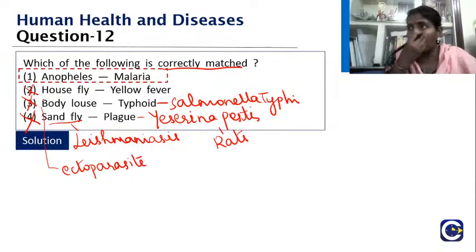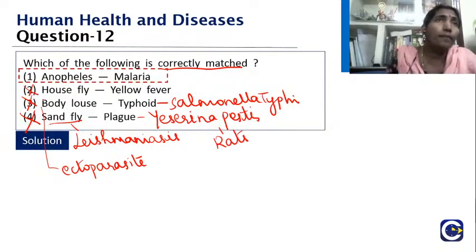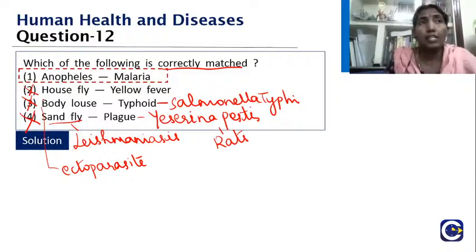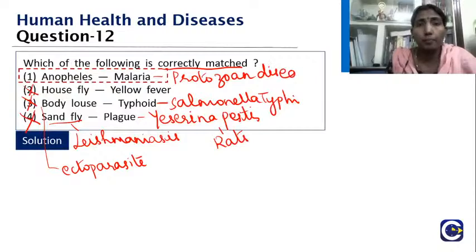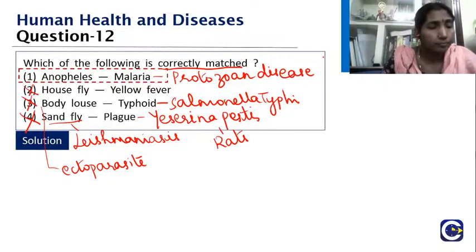Excellent. It is the female Anopheles mosquito, okay, which is going to be the vector for transmitting the Plasmodium vivax and falciparum into the humans. Okay, malaria is the disease. It's a protozoan disease. Yes, excellent student. You have given the answer. Protozoan disease. Very good.